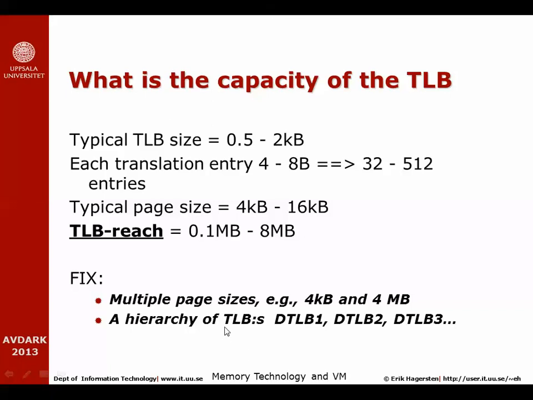Another fairly common trick these days is to have a hierarchy of TLBs. So you have a TLB 1, the first level TLB. That's the one we've been looking at in this design, the data TLB1. And then you can have a second level TLB, which is much larger, but also slightly slower, and so on. So you make these TLB designs match the different cache sizes and speeds of different levels in the cache hierarchy.